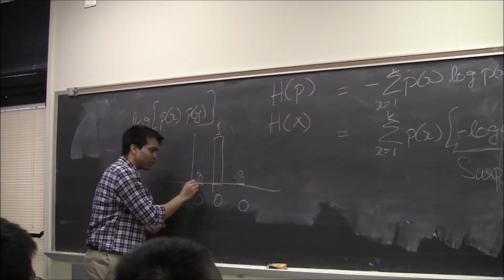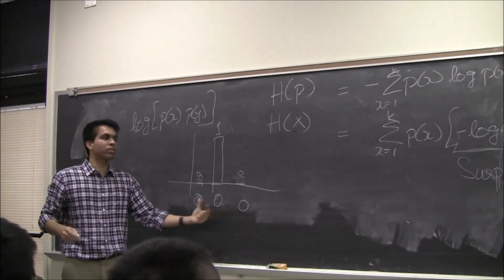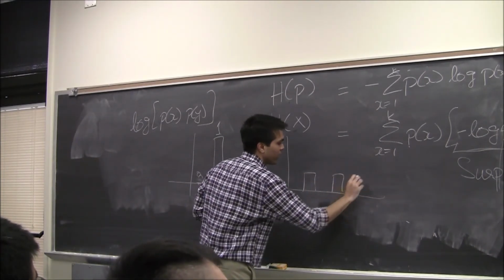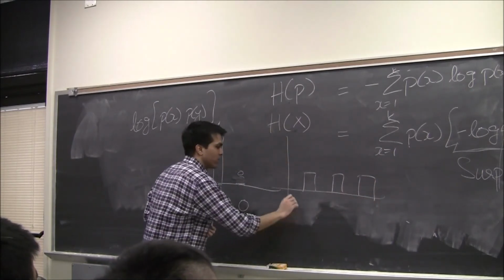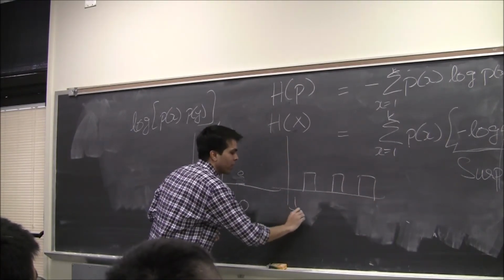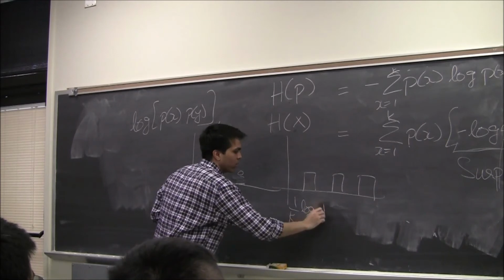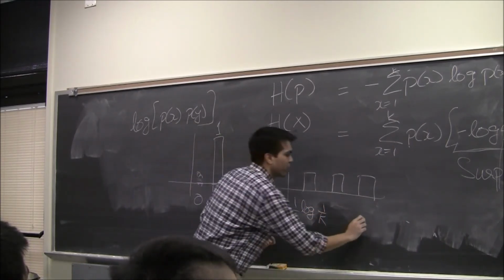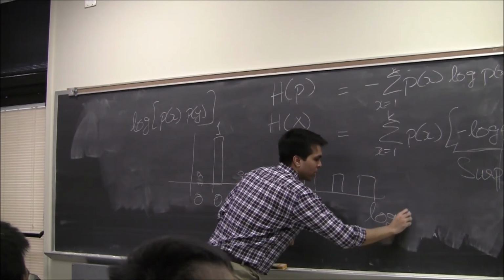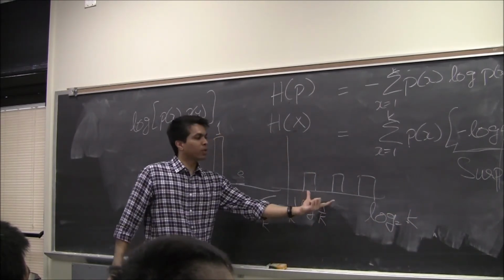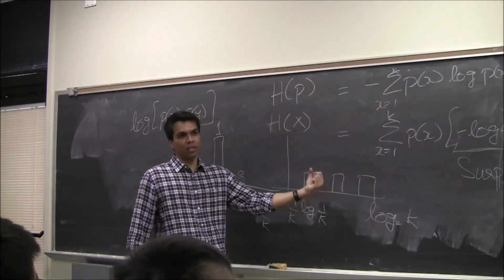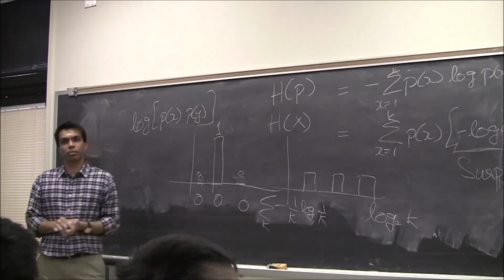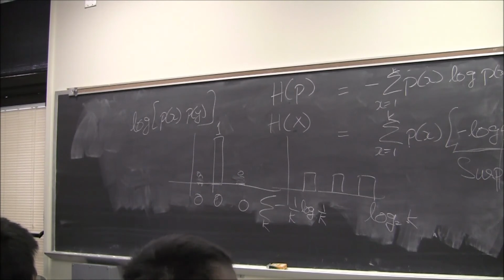This is about as certain as you can get in a distribution. There's no uncertainty here. A fully uniform distribution is going to be 1 over k. You can show that it's just the negative sum over k of 1 over k times log of 1 over k, and you're just going to get back log base 2 of k. So this is the maximum amount of uncertainty that you can capture in a discrete way: a fully uniform distribution.